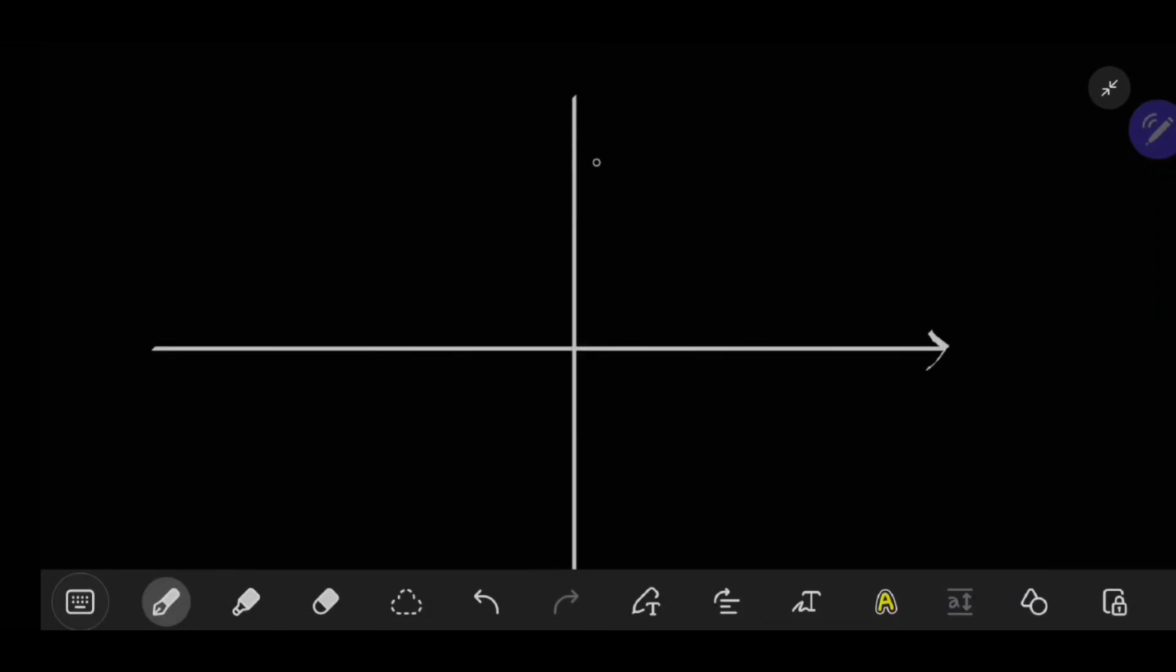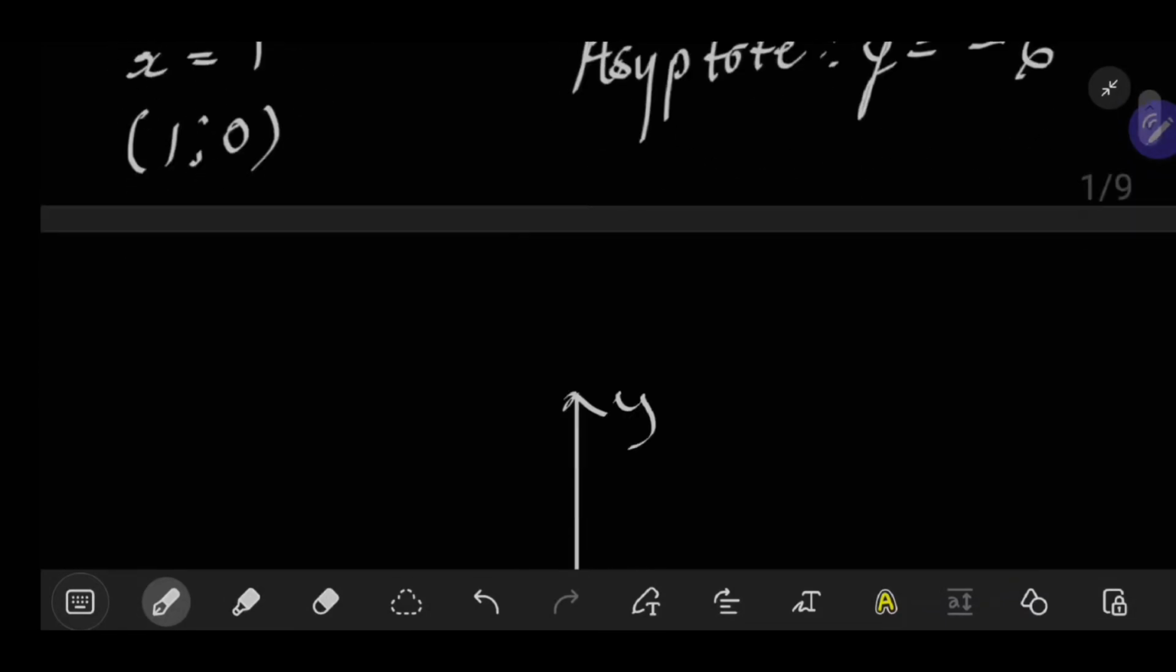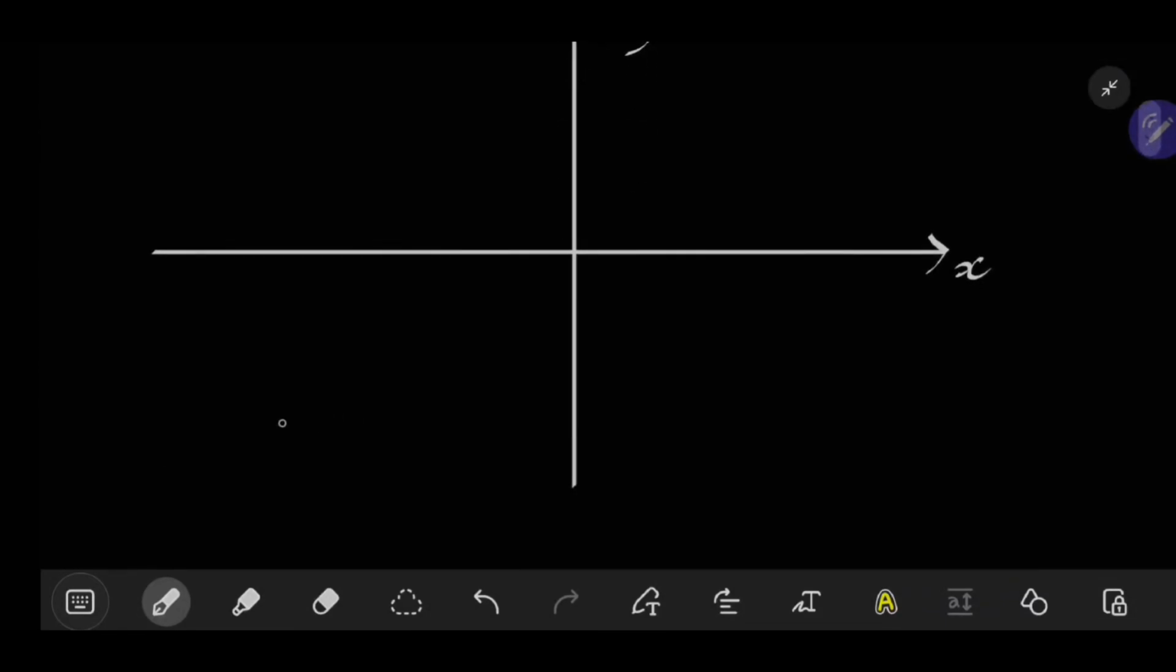This is our Cartesian plane like this. This is our x-axis, this is our y-axis. And then our asymptote is negative 6. Then we can assume there is a point here.